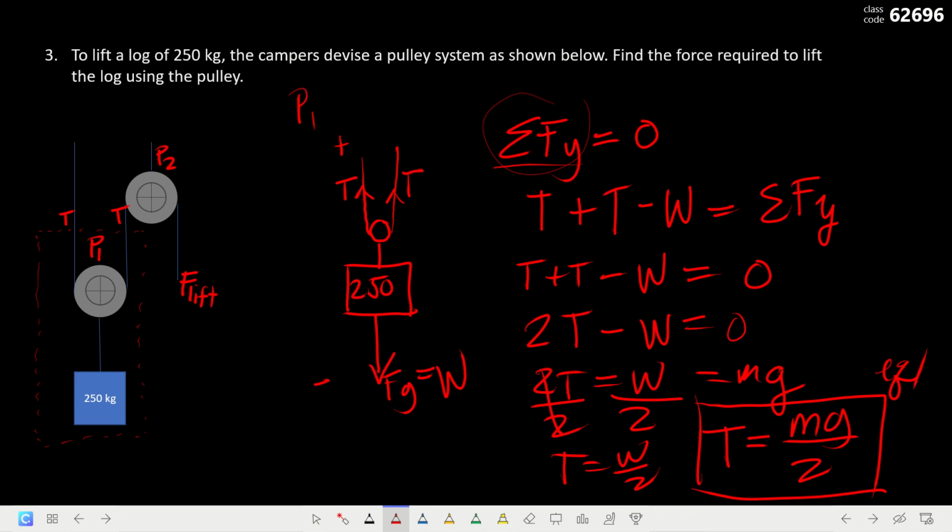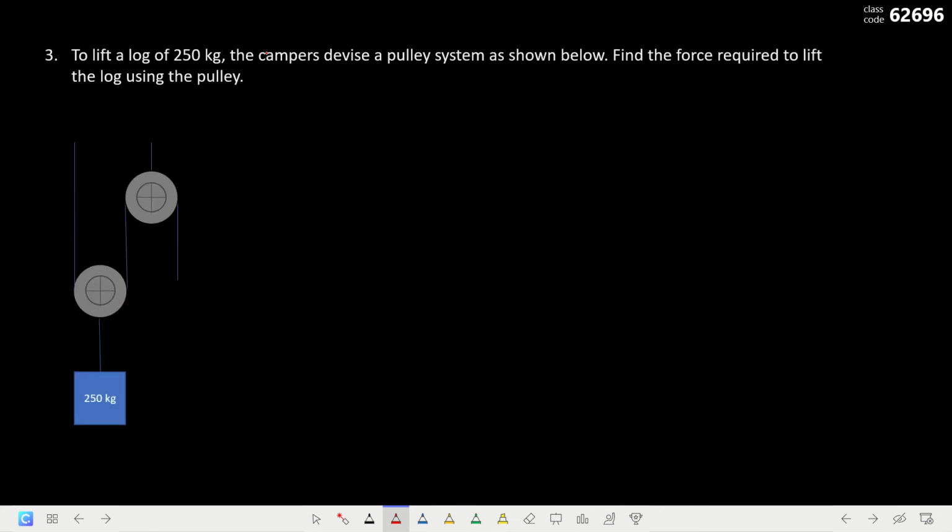Let's go to our pulley number 2. So, pulley system number 2. Again, this is pulley number 2, and this is pulley number 1. We have tension, and then here is the force required to lift the object. Let us now analyze this system, the second pulley system.